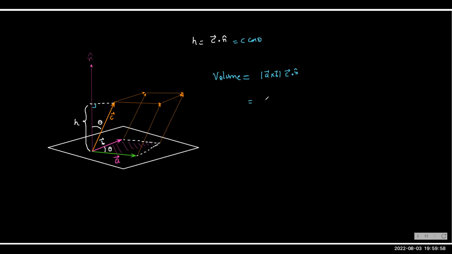But this can further be written in a very nice way: A cross B, n cap dot C. I'm just trying to rearrange the terms. But mod of A cross B times n cap is nothing but only A cross B, if you remember. And now we come across something really interesting. A volume is a scalar quantity, and therefore this is called a scalar triple product.